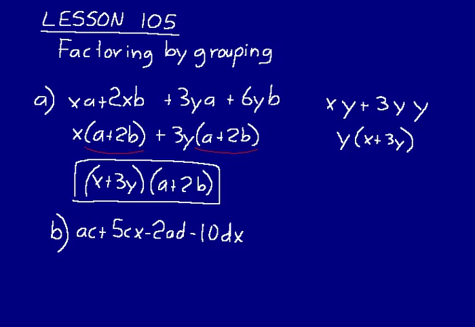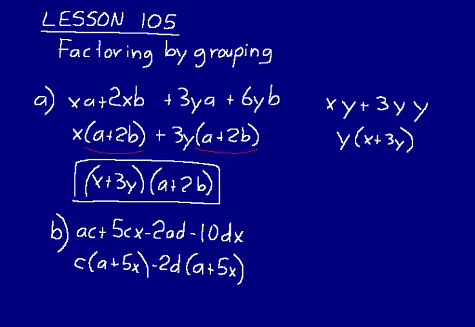Let's do another one. Look at the first pair and the second pair. That's usually how you can do these, is just look at the pairs of terms and find a common factor between them, because they are designed to factor into two binomials. So the first pair, they have a c in common, and so we can factor that out: c times a plus 5x. The second pair, they have a d in common, and they also have a negative 2 in common. So let's factor the negative 2d out, and we'll end up with an a plus 5x.